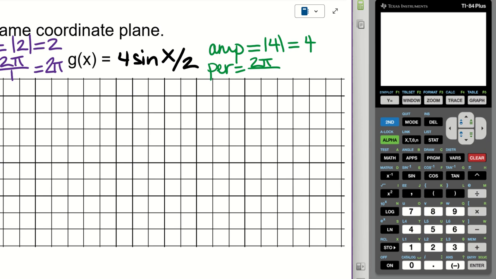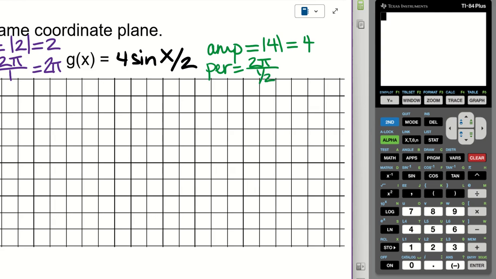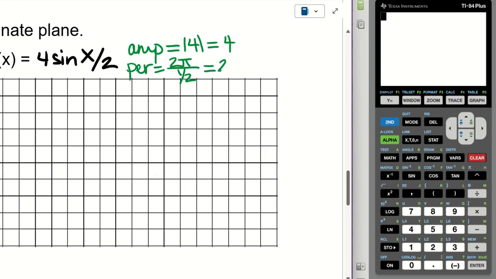So in this case, x is being divided by 2, which is the same as multiplying by 1/2. So I need to take 2 pi and divide it by 1/2. So remember 2 pi, and if I'm dividing by a fraction, I'm really multiplying by its reciprocal. So 2 pi times 2 over 1 is going to give me 4 pi. So this graph repeats every 4 pi spaces.